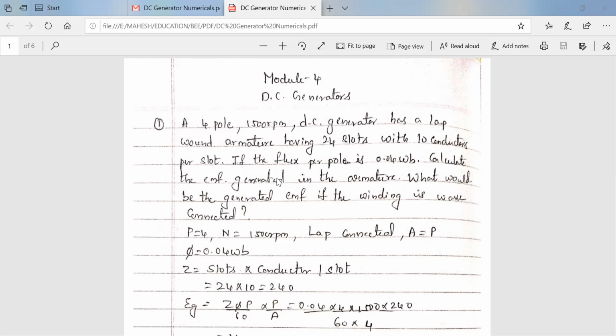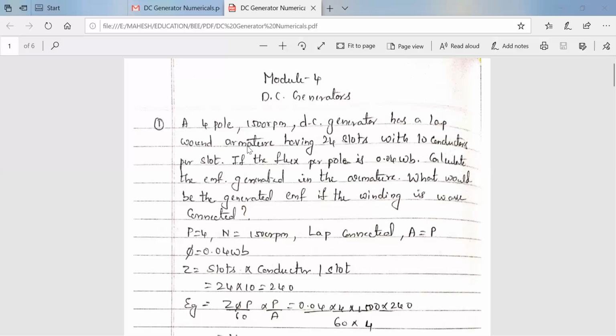So first we'll see a 4-pole 1500 rpm DC generator has a lap wound armature having 24 slots with 10 conductors per slot. If the flux per pole is 0.04 Weber, calculate the EMF generated in the armature. Next, what would be the generated EMF if the same winding is wave connected?